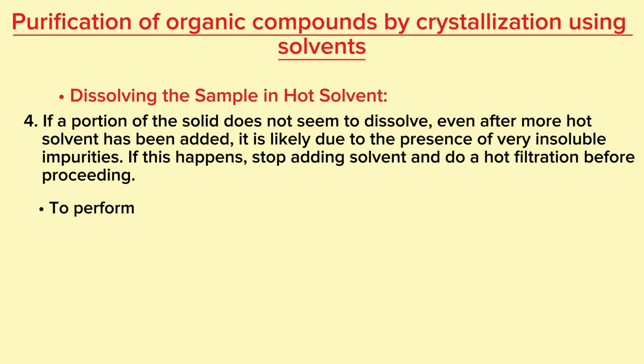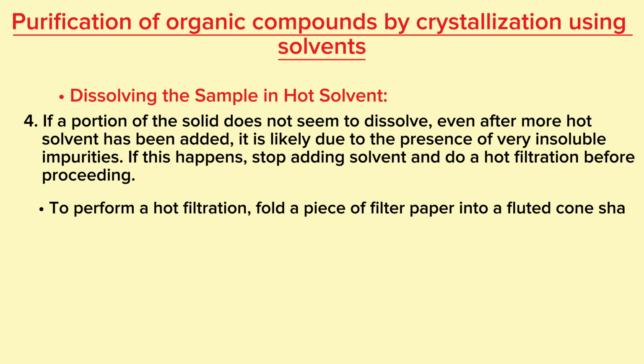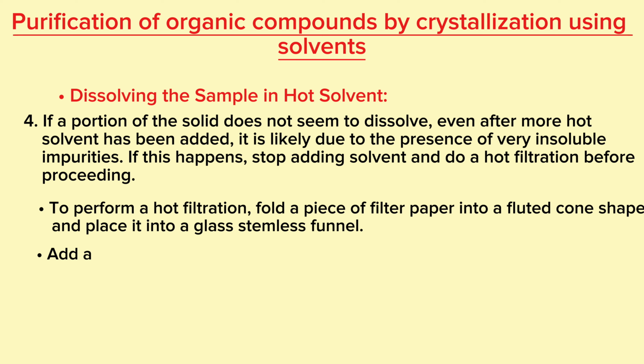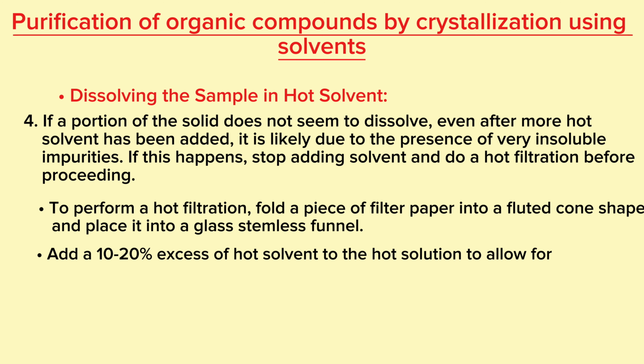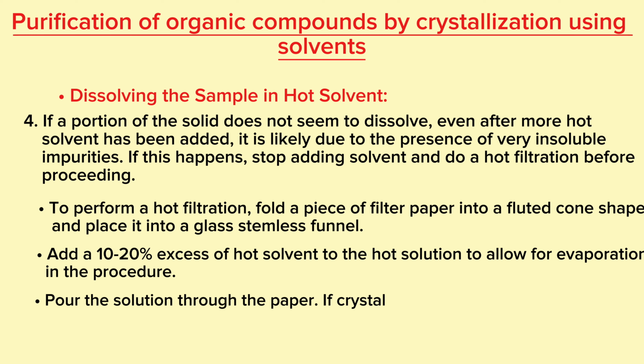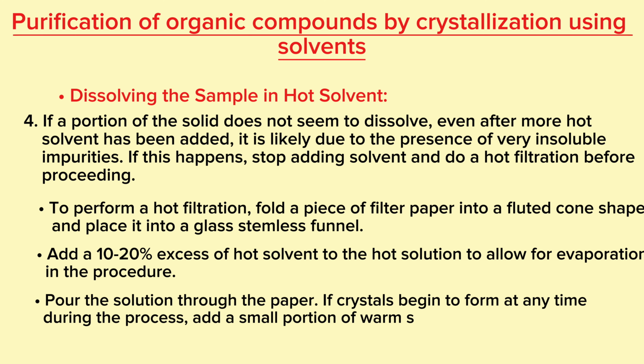To perform a hot filtration, fold a piece of filter paper into a fluted cone shape and place it into a glass stemless funnel. Add a 10 to 20% excess of hot solvent to the hot solution to allow for evaporation in the procedure. Pour the solution through the paper. If crystals begin to form at any time during the process, add a small portion of warm solvent to dissolve them.